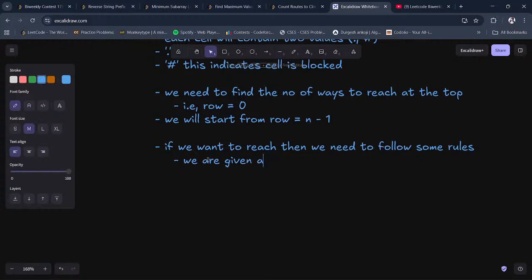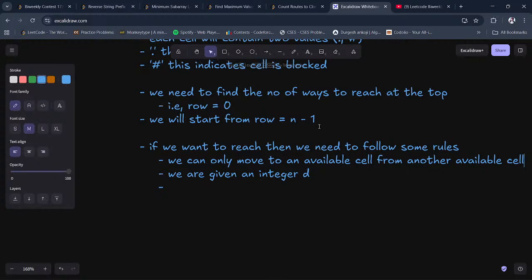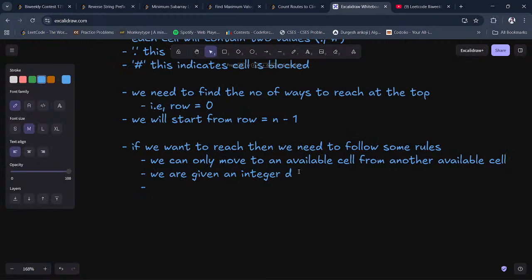We are given an integer d. We'll try to write the main condition first: we can only move to an available cell from another available cell. So this is clear. We are given an integer d.